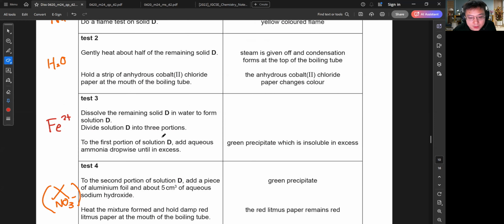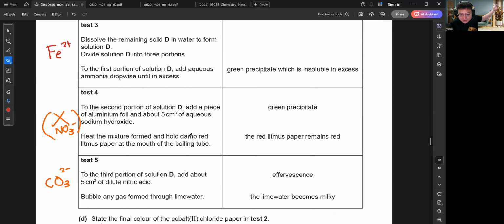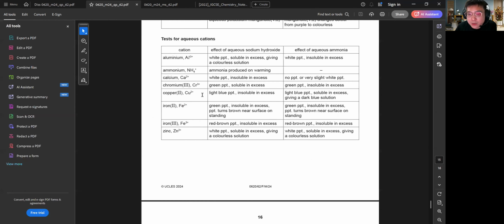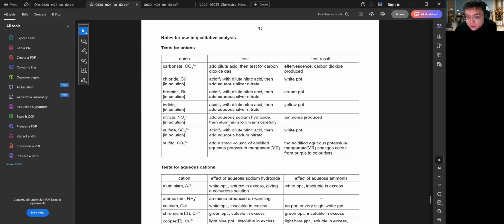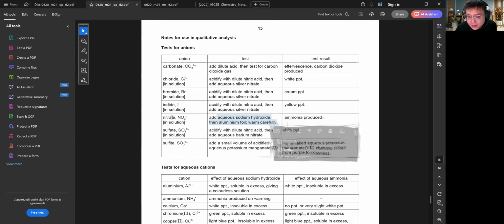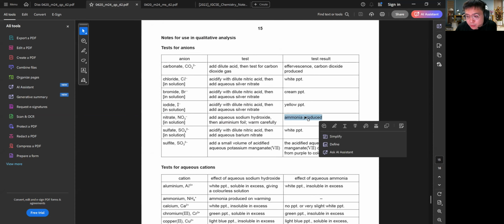Fe2+. All right, and then we look at test 4. Test 4, to the second portion of solution D, add aluminium foil and aqueous sodium hydroxide. So I think aluminium foil, there's only one place where we use it in a test. So it's nitrate. So we should have ammonia produced.